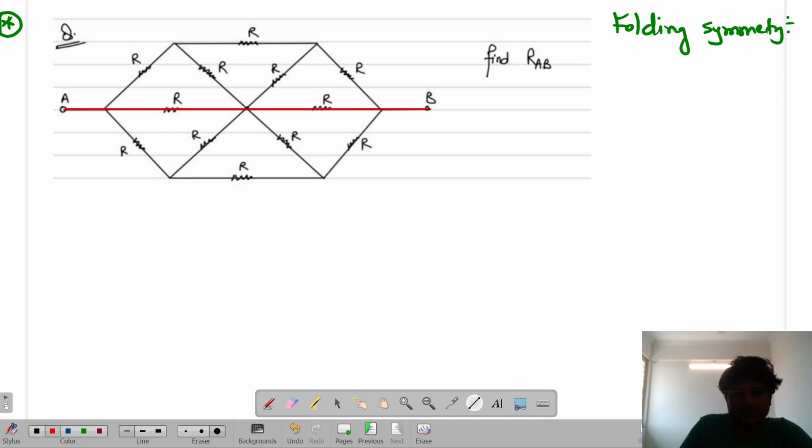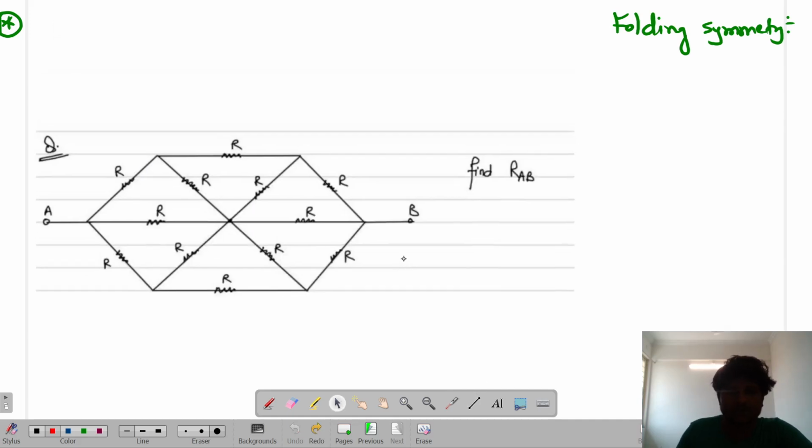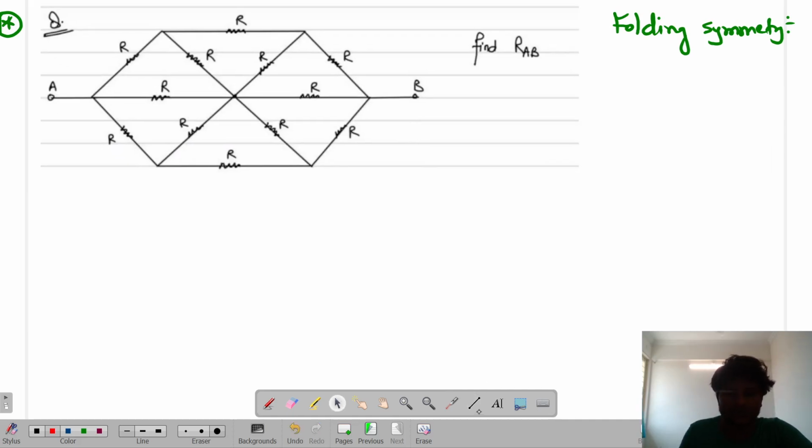सिंपल सी बात है. The line, अरे ये कहाँ जा रहा है सब? What is happening? I don't know what is happening.